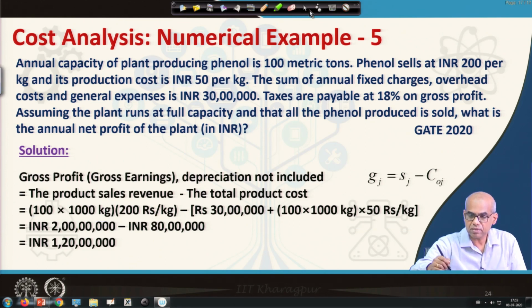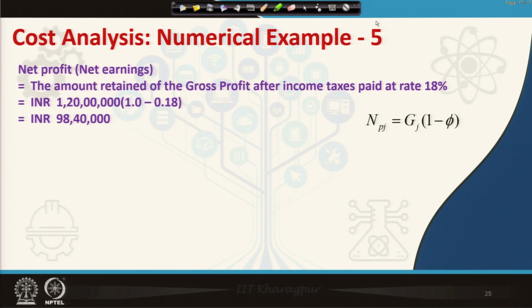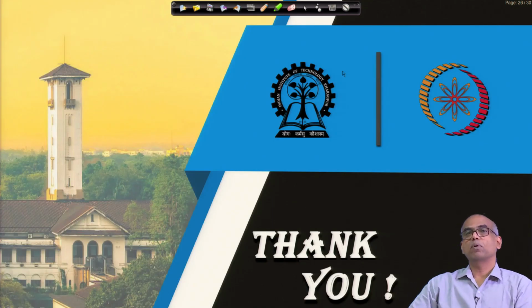Now you pay tax at the rate of 18%. So, the net profit is the money retained after that, which is computed as 98 lakhs 40,000. With this, we stop our discussion here.